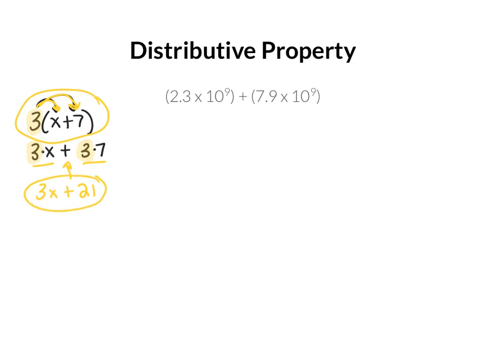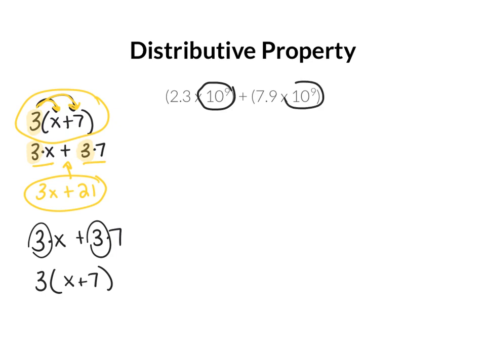The distributive property also teaches us that we can factor numbers. For example, if we started with 3x plus 3 times 7, we could pull out that common factor of 3 and multiply it by the sum of x and 7. This strategy is what we're going to use in our scientific notation problems. You'll notice here we have a common factor of 10 to the 9th power. So I know that I'm going to have the sum of 2 and 3/10 and 7 and 9/10 multiplied by the factor of 10 to the 9th.